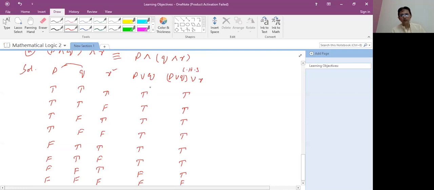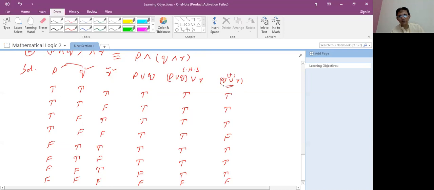But student, when we consider Q or R first, it means we join the second and third column with respect to the addition operation. So 1 plus 1 is 1, 0 plus 1 is 1, and 0 plus 0 is 0, represented by F. So the results are true, true, true, false, and so on, when we are applying the addition operation.